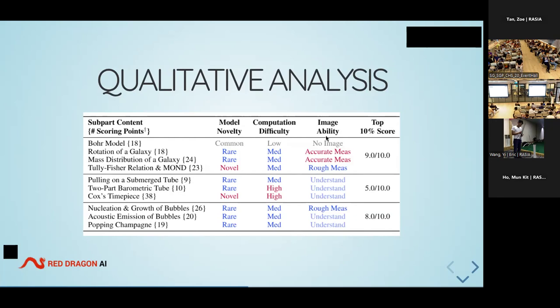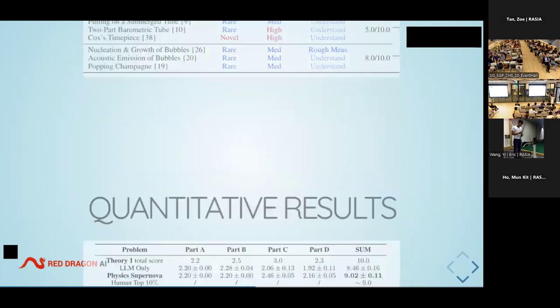And then here's how much you have to actually understand the images. Do you just have to figure out what's going on, or do you have to actually measure a peak or something? They also look at the top 10% score for the Olympiad, and those people would essentially score a gold medal in the international competition.